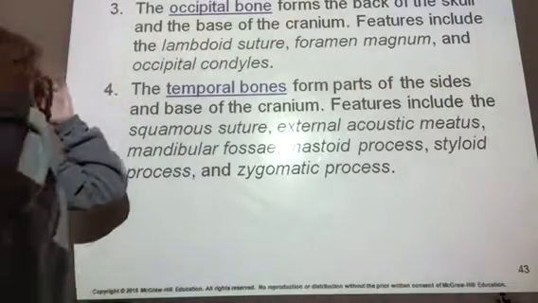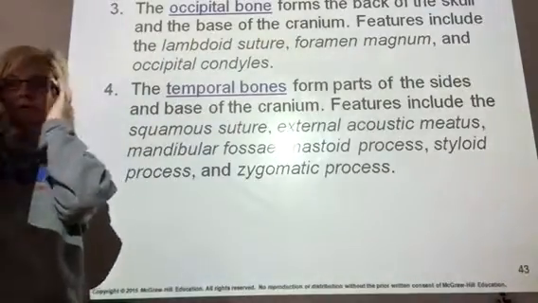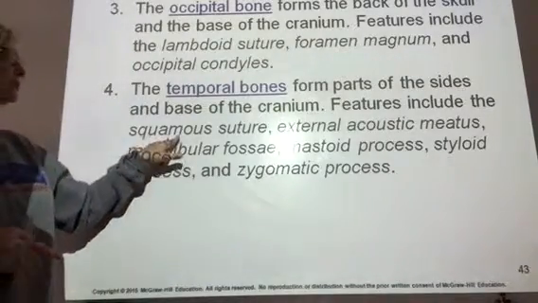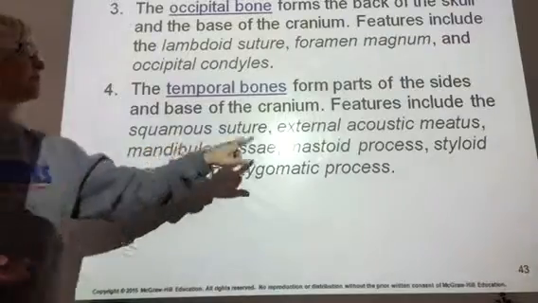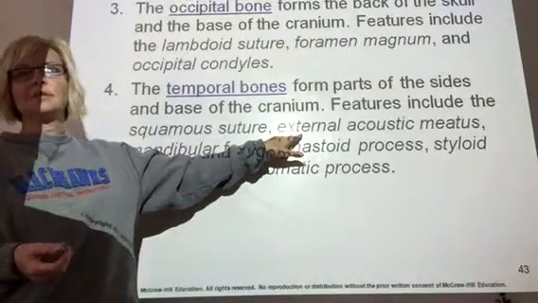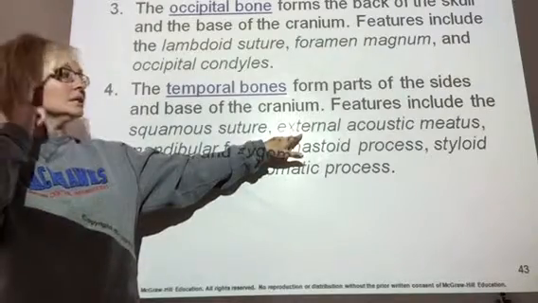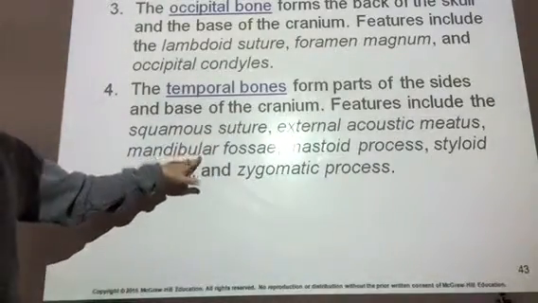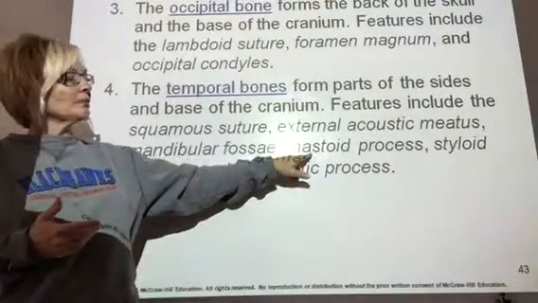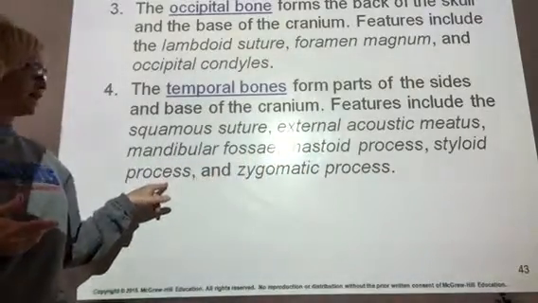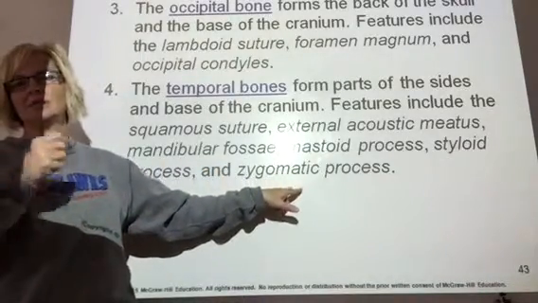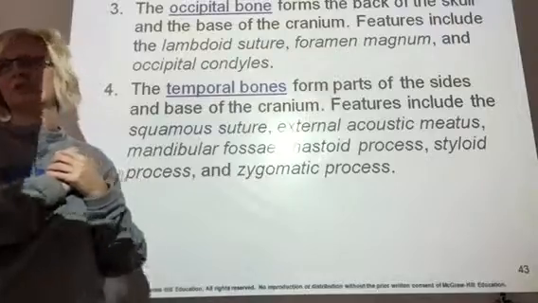Temporal bones, they're going to be where you think of like your temples along the side. Features there, we'll look at the suture. External acoustic meatus, this is basically the opening for your ear. Mandibular fossa, probably won't have you label. Mastoid process, styloid process, zygomatic process. I will expect you to know where all of those are.